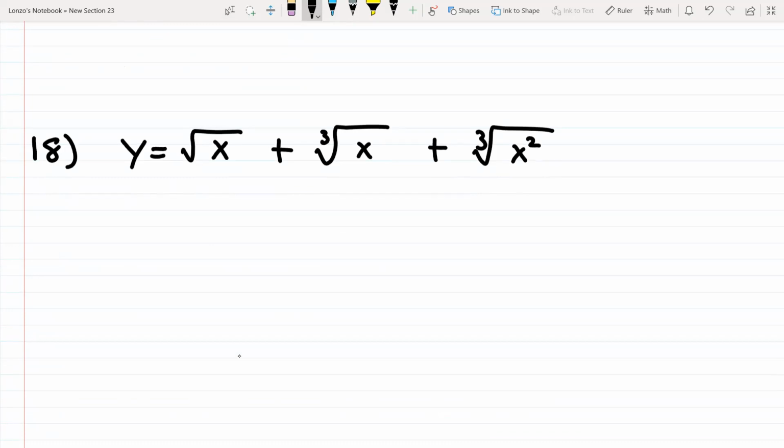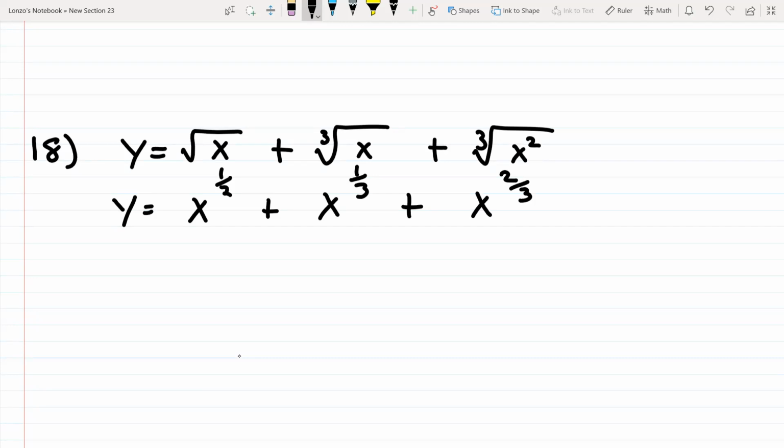Okay, 18, we have y equals radical x plus cube root of x plus 3 of the cube root of x squared. So what I would do is write it only using exponents. Radical x in power form is x to the 1/2, plus the cube root of x in power form would be x to the 1/3, plus the cube root of x squared is the same thing as x to the 2/3.